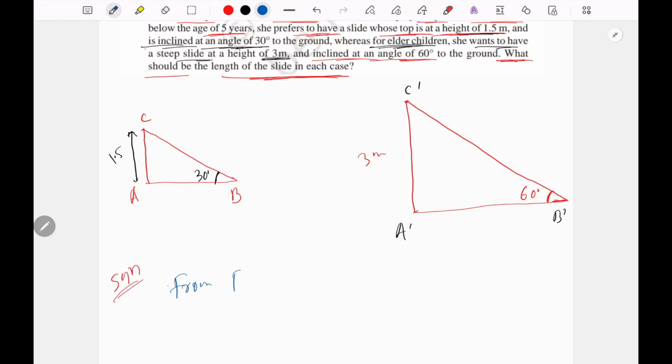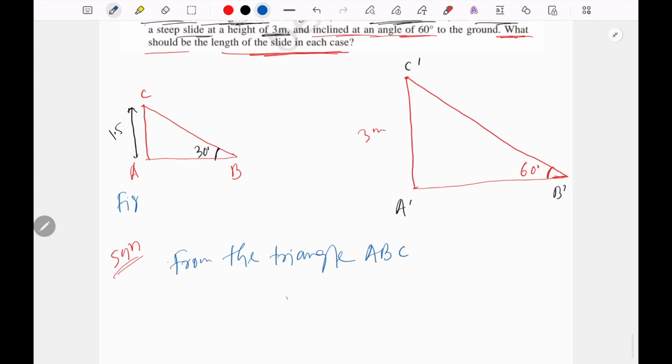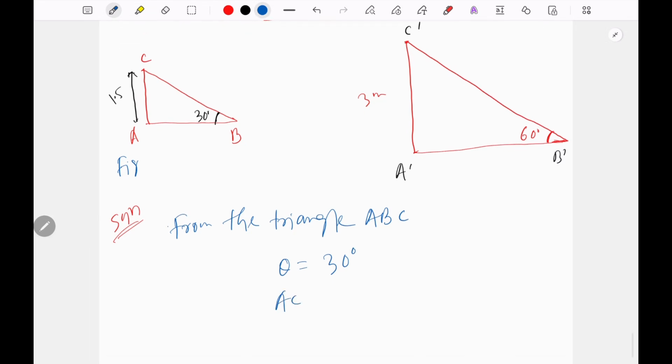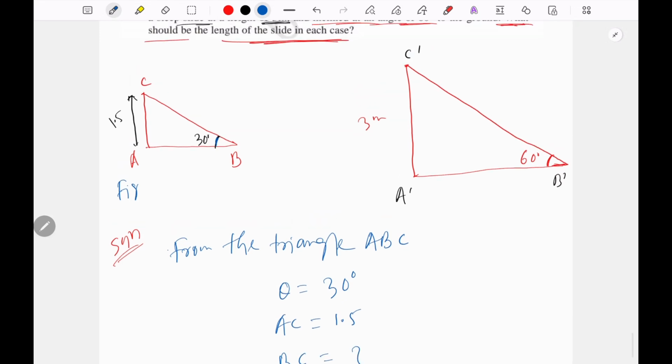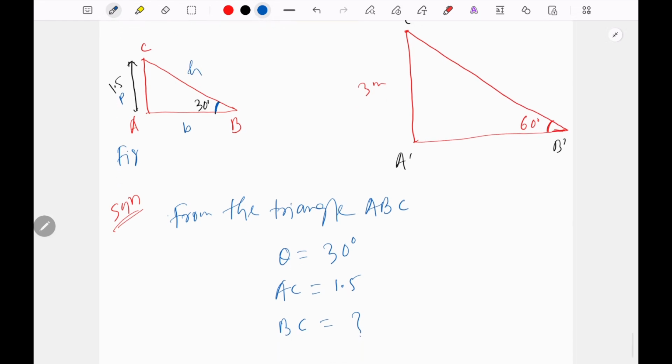From figure 1, from the triangle ABC, theta is 30 degree and what else is given? AC is given as 1.5 meter. We need to find BC. If this is the angle theta, then this is B, this is P and this is H. So we need to find H and we are given the value of P.